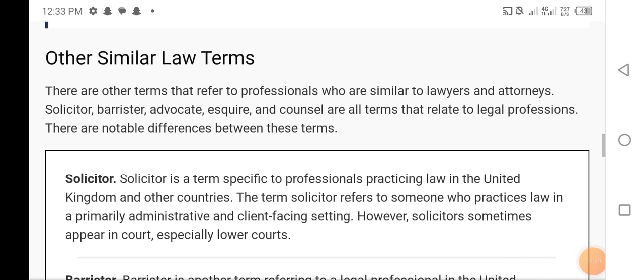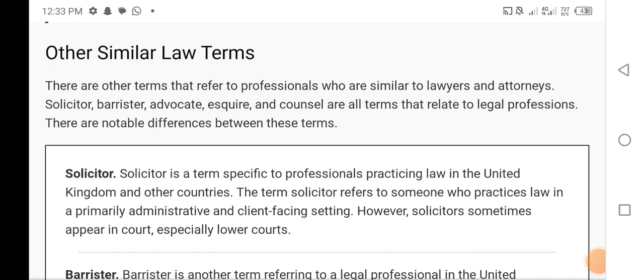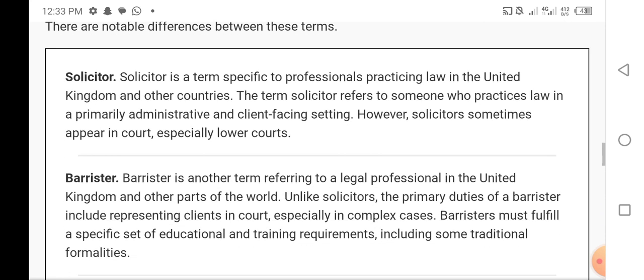Other similar law terms. There are other terms that refer to professionals who are similar to lawyers and attorneys. Solicitor, barrister, advocate, esquire, and counsel are all terms that relate to the legal profession. There are notable differences between these terms.